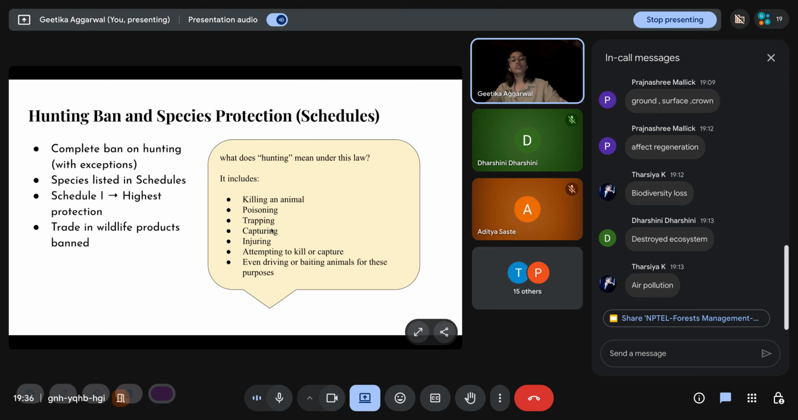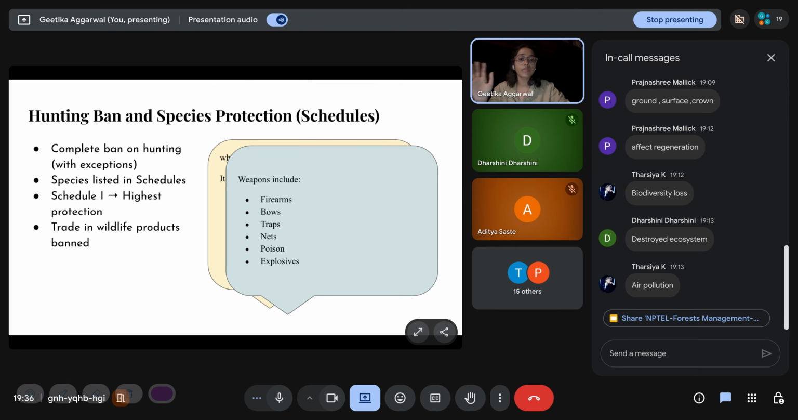Hunting includes anything from killing an animal, poisoning an animal, trapping, capturing, injuring, attempting to kill or capture, or even driving and baiting animals for any of these purposes. If you're baiting animals, giving them certain foods to bring them closer to yourself to capture them, that's also counted as hunting. So anything from killing, poisoning, trapping, capturing, injuring, attempt to kill, or baiting, all of these can be counted as hunting under this act.